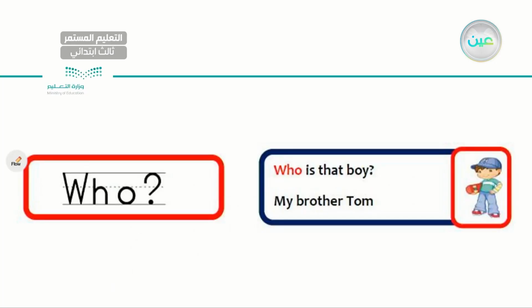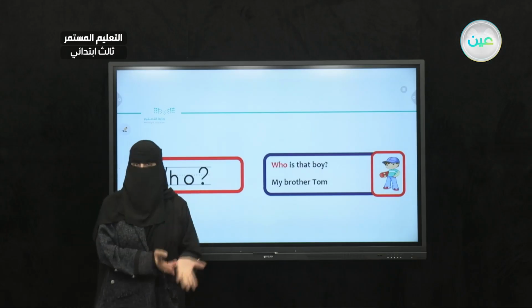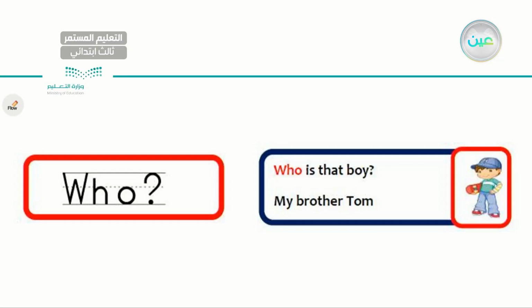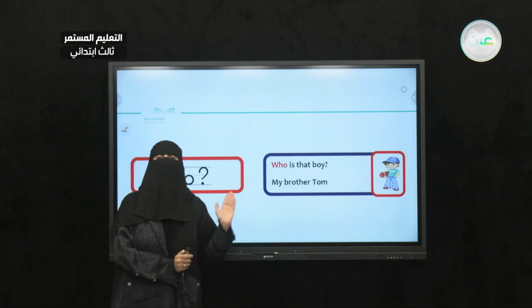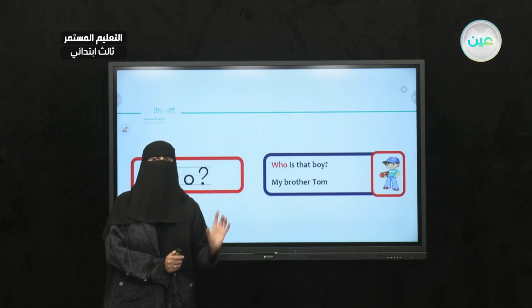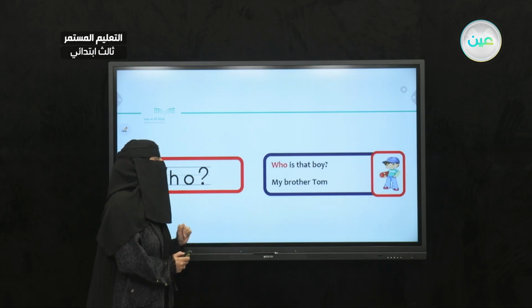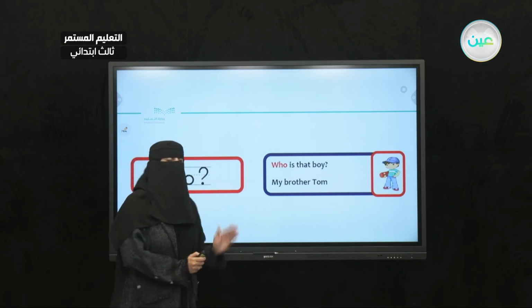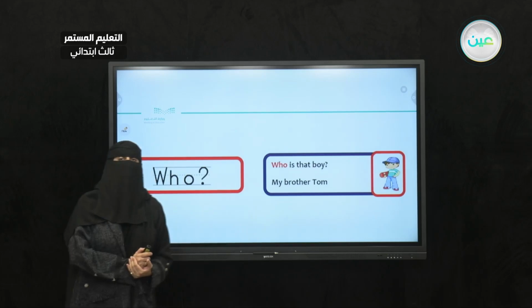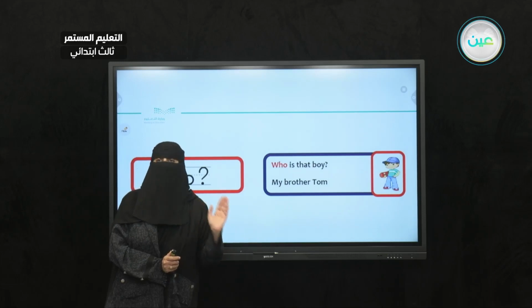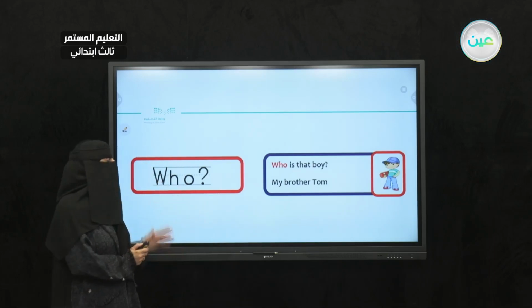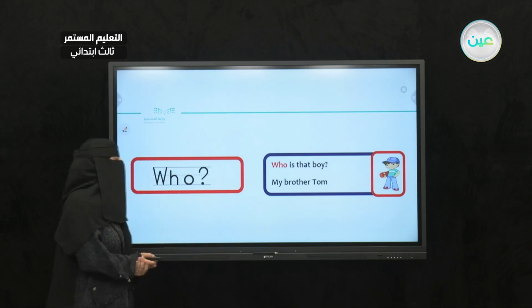Now, let's take each question at a time. Starting with the question who. Again, I use who to ask about a person, right? So let's read the example. Who is that boy? If I use the WH word who, the answer must include a person's name or a relationship. Who is that boy? My brother Tom. My dad. Who is your favorite football player? You will be giving me a person's name. So we often use who with people.